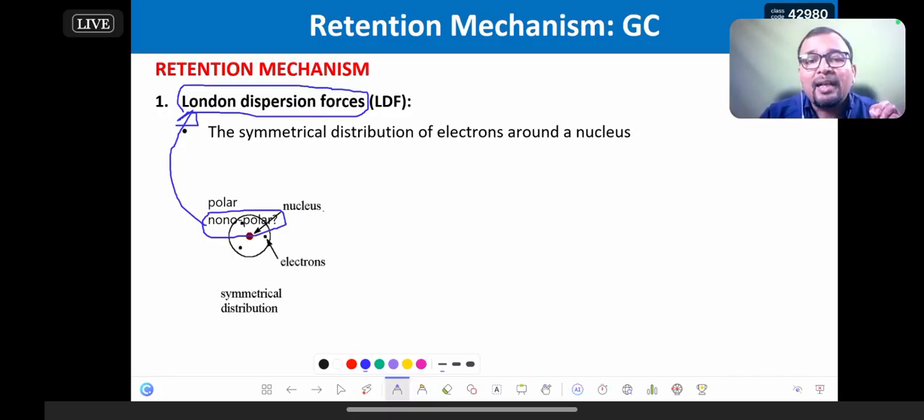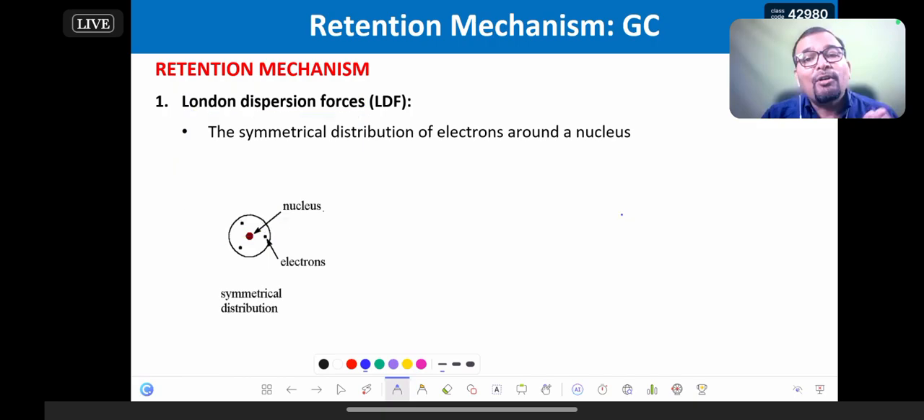Let us now understand the revolution of electrons around a nucleus. What kind of distribution of electrons takes place around the nucleus? That is called the symmetrical distribution. Now, what is meant by symmetrical distribution? Can you see this diagram to understand the symmetrical distribution? You will have distribution surrounded, yes, there is a balanced or symmetrical distribution around the nucleus.